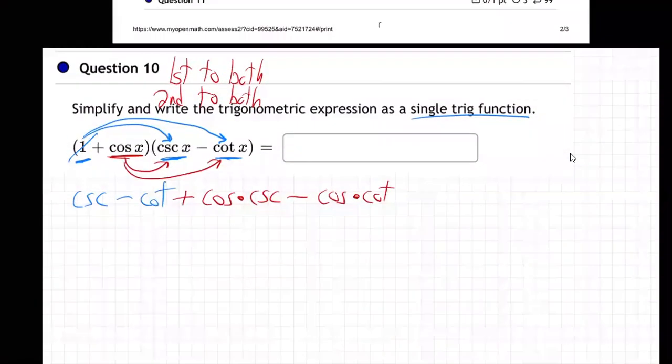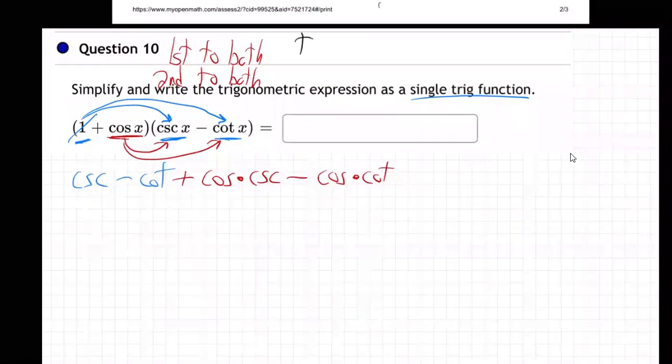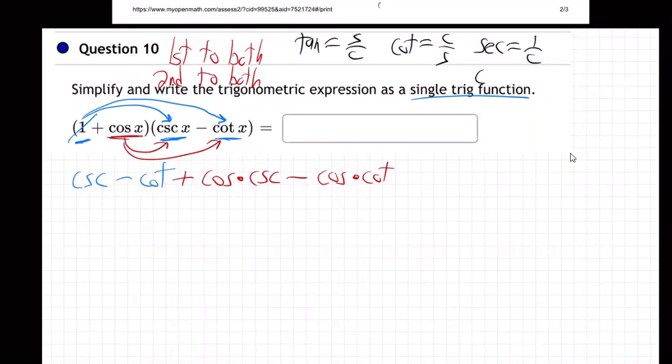Remember? Tangent is sine over cosine. Cotangent is upside down to that. Secant is 1 over cosine, and cosecant is 1 over sine.